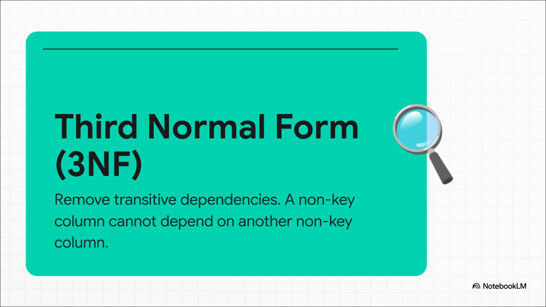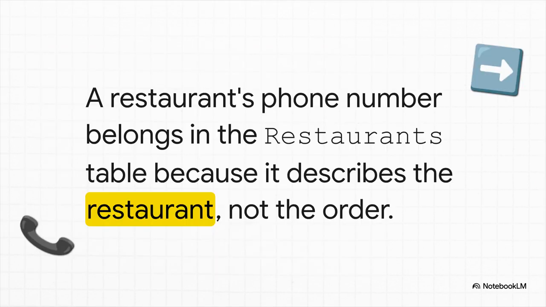And that brings us to the final step, third normal form, or 3NF. This one gets rid of something called transitive dependencies. Again, fancy term, simple idea. It just means that a column in a table should only depend on the table's primary key, not on some other column in the same table. No freeloading data allowed.